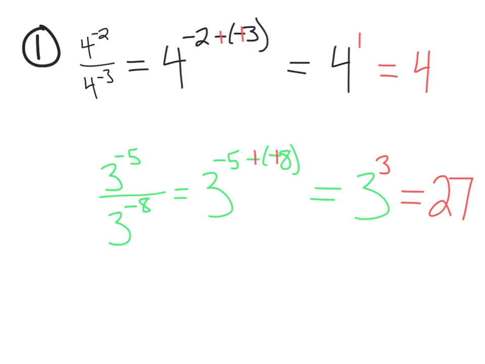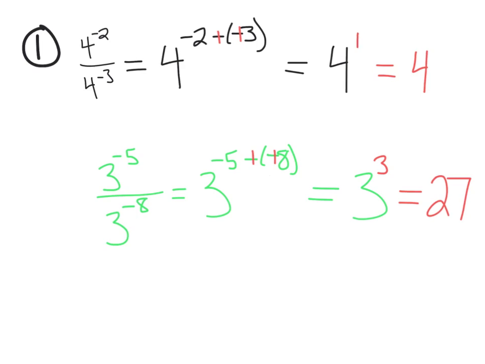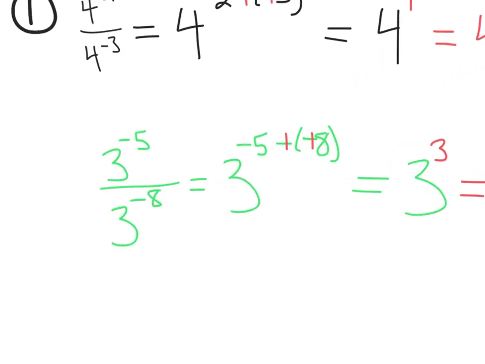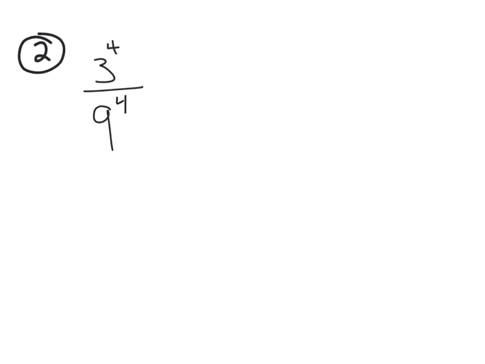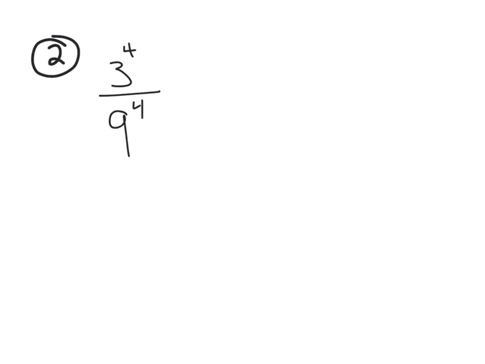For the second one, now I have unlike bases. I have 3 to the fourth and 9 to the fourth. So there's a couple ways we can do this. I think the easiest way to show you is just by writing it out. Now, I don't expect you guys to write it out like this, but I think this helps.